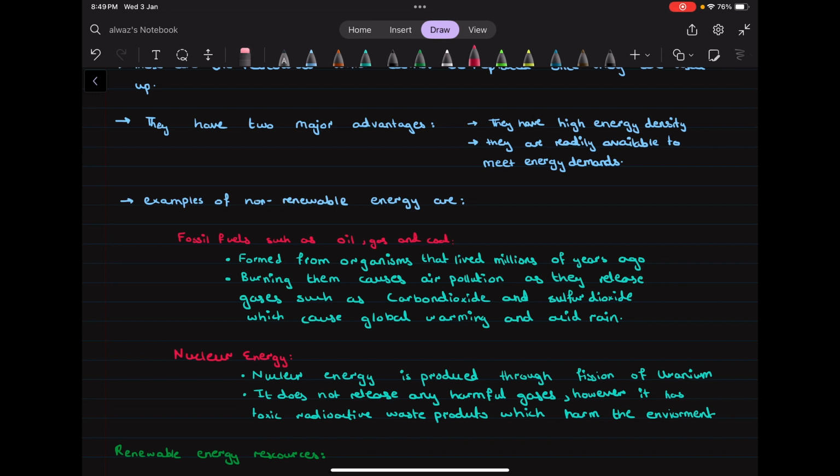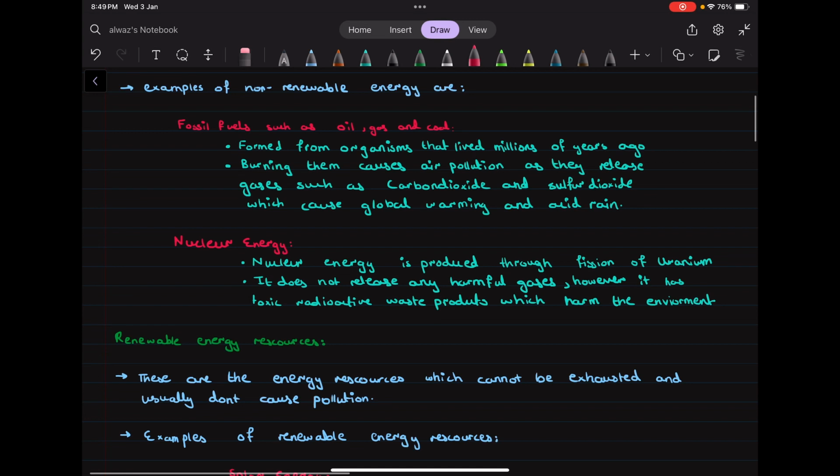These were formed by the living organisms which lived millions of years ago. When they died, their remains were turned into fossil fuels, and burning these fossil fuels can cause air pollution as they release gases such as carbon dioxide and sulfur dioxide, which in turn cause global warming and acid rain.